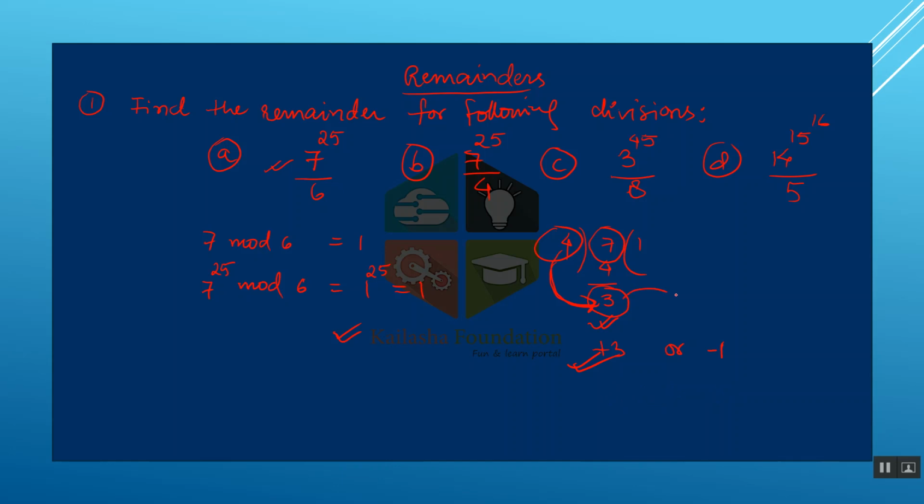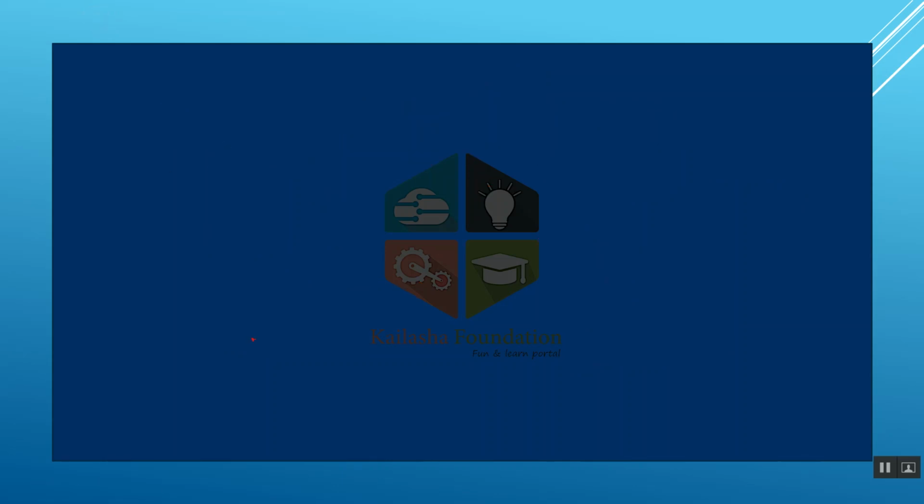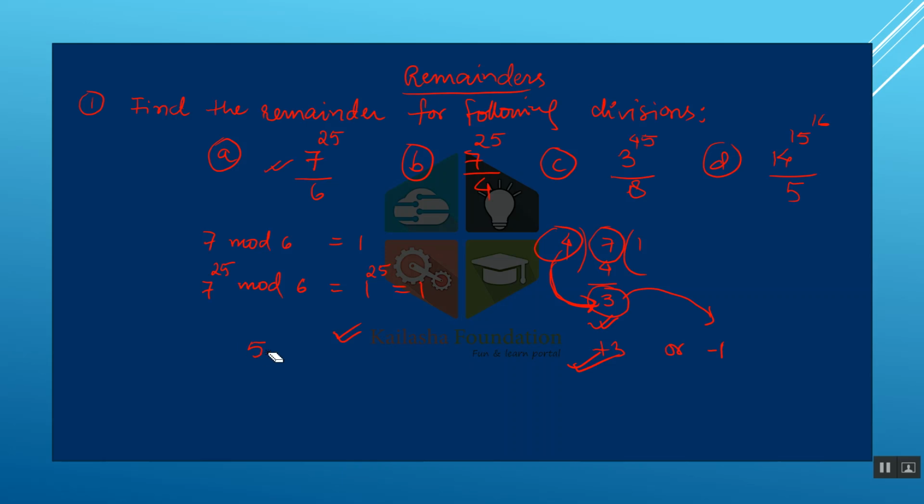So these remainders can also be written like this. For example, 6 dividing 7, the remainder was written as 1. We can also write the remainder to be minus 5. But in this question, it would not help us, so we didn't use that.